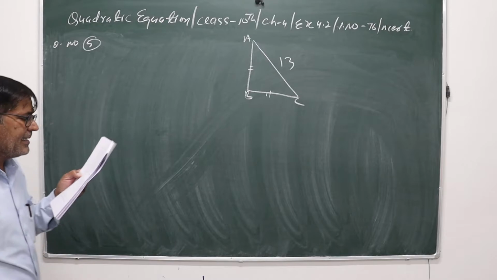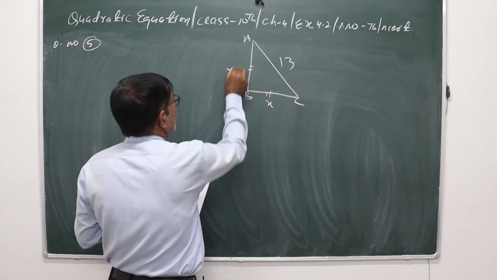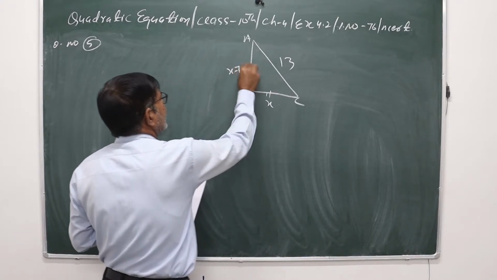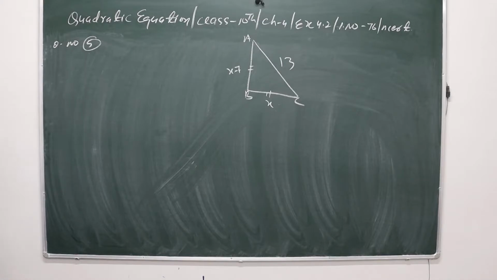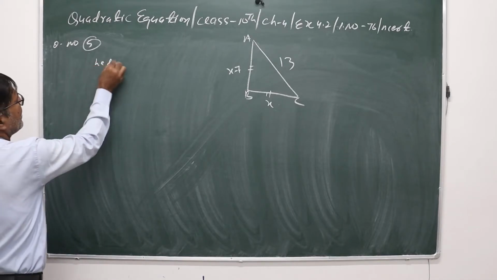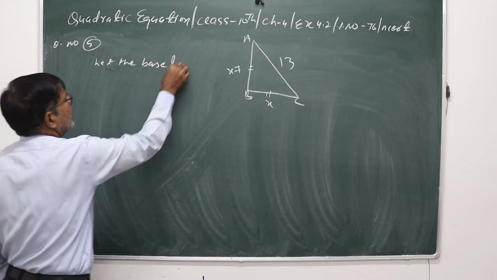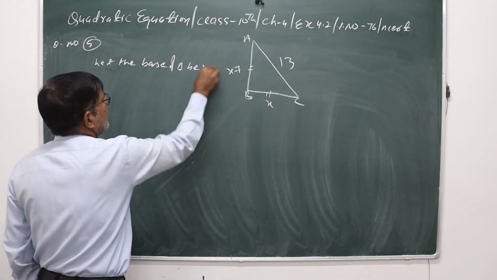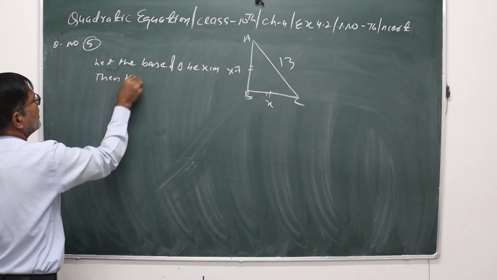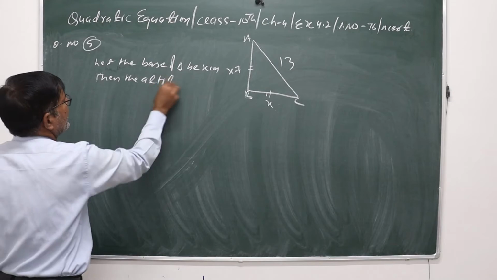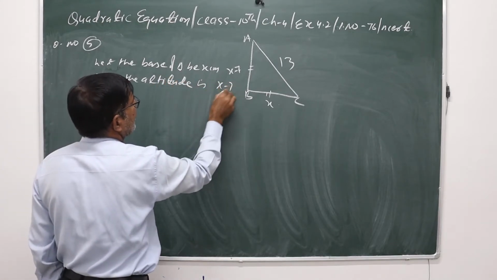Now what is given? Altitude of a right triangle is 7 less than its base. Let the base be x centimeter, then the altitude will be x minus 7 centimeter.